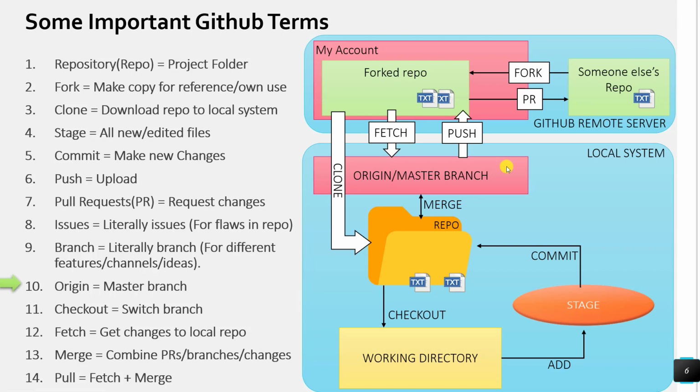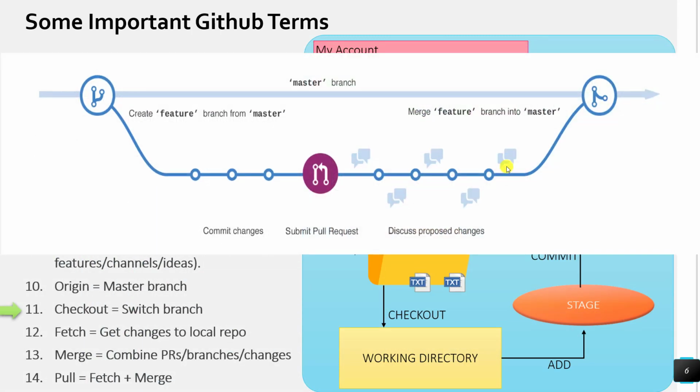Then there are three terms: branch, origin and checkout. These are interrelated. So first let's see branch. As you can see from the diagram, branch is basically a series of commits. So this is the master branch, that is the origin branch, that's the main branch.